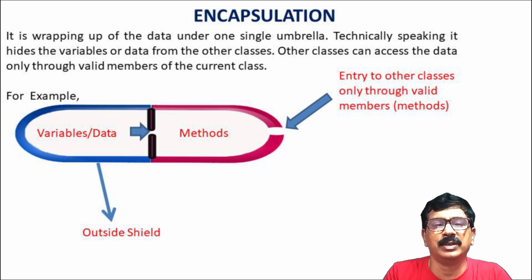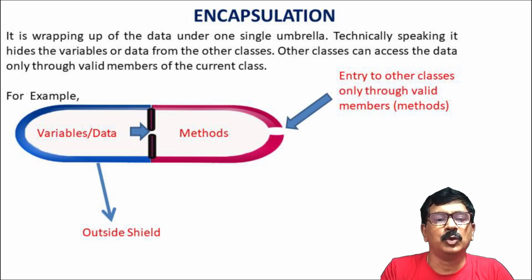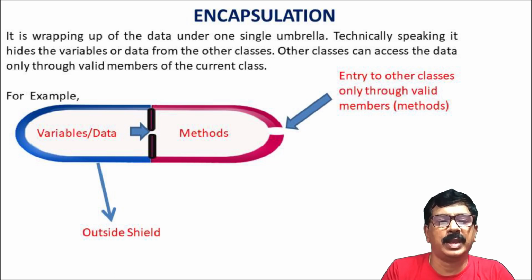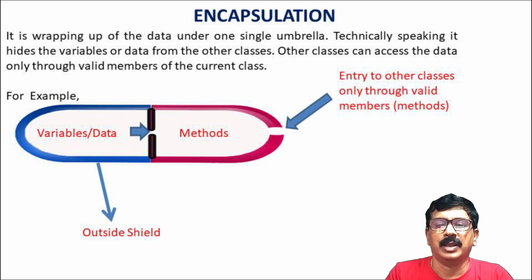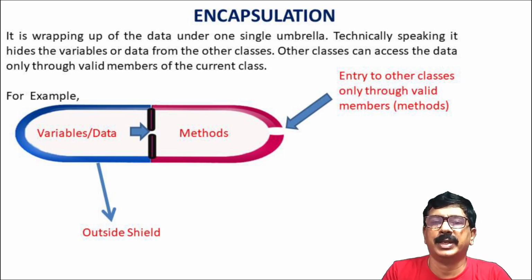For example, on screen I have given one capsule type of structure. You can see that thing. In OOPS concept, variables and data will be on one side. Methods will protect those variables or data. Variables or data is accessible only to the methods. And by using methods, outside people can make use of variables or data. But directly using is not possible.